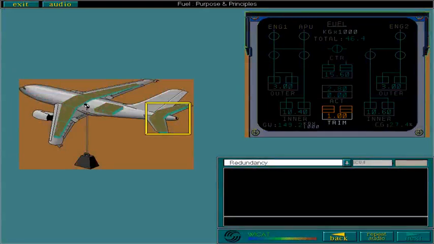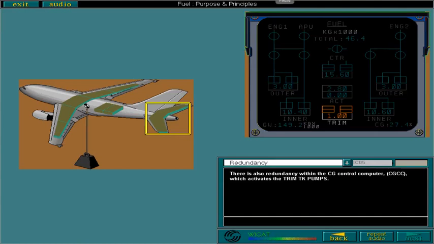There is also redundancy within the CG control computer, CGCC, which activates the trim tank pumps. In the event of a problem with the CGCC, an alternate mode will automatically engage. This will be covered in more detail in the lesson on CG control.